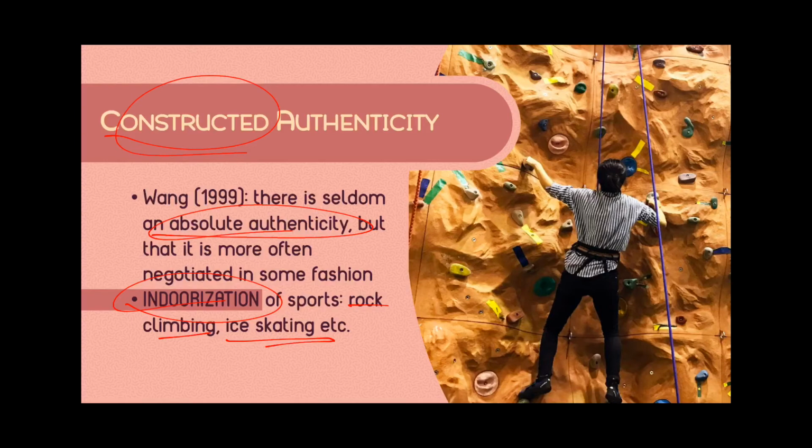Are we saying that these are less authentic sports, or are these just sports whose authenticity has been reconstructed in order for them to be enjoyed by many more people, and not just those who could find a mountain and climb it, or find a good place to do ice skating? So, Wang argues that authenticity is subjective, and therefore it could be constructed and reconstructed in the name of tourism and in the name of sport as well.